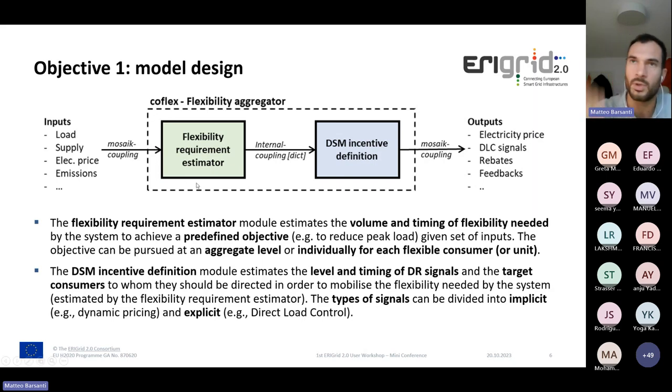Then we made available a list of possible rules that can be used for performing these two tasks, and the combination of rules in the end results in the strategy or the flexibility mechanism. And of course, the idea is that we can add different rules later on, and we can test these new rules. The output of the flexibility aggregator can be electricity price, direct load control signals, rebates, feedback for the user. So the energy demand and flexibility model will take this as input in order to adapt the behavior of the consumer and simulate how the consumer will respond to it.